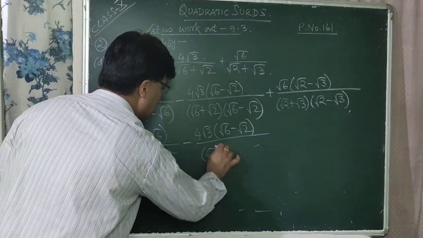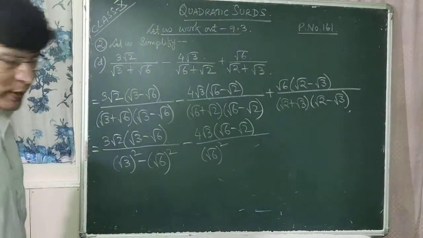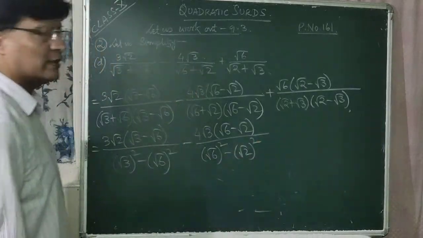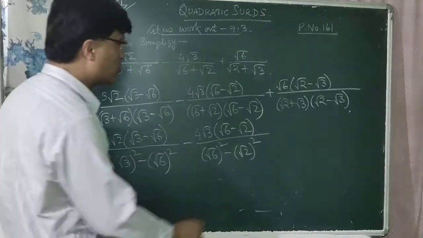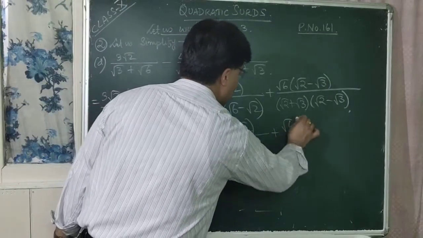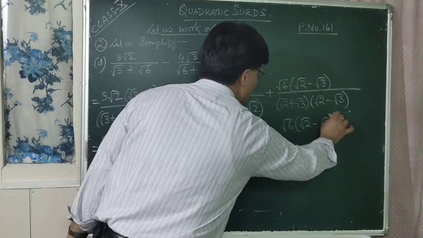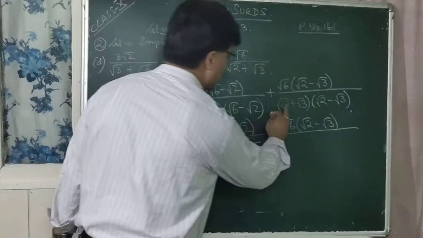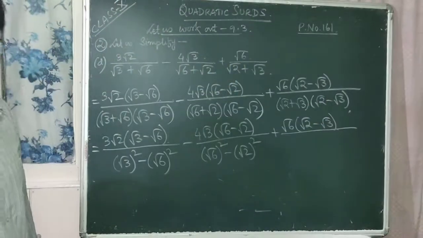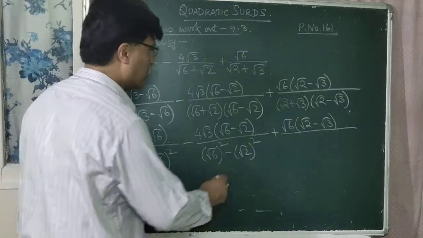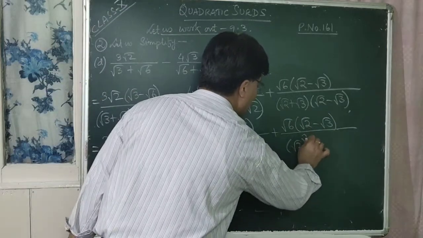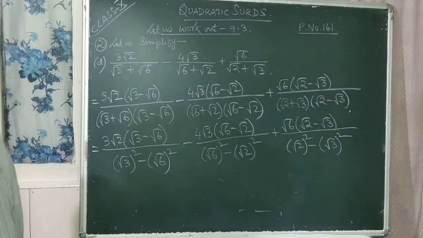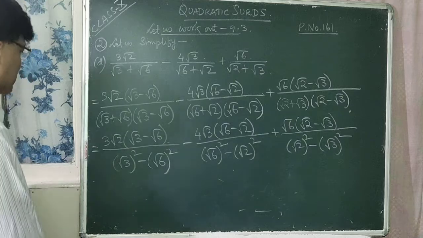What is a in this case? This is root 6 whole square minus, what is b whole square? It is root 2 whole square. Is that clear? This is your a square minus b square. Plus root 6 within bracket root 2 minus root 3, whole divided by what? This is also a plus b into a minus b, so the formula is again a square minus b square. So it is root 2 whole square minus, what is b whole square? It is root 3 whole square. Is that understood? Now let's simplify it.